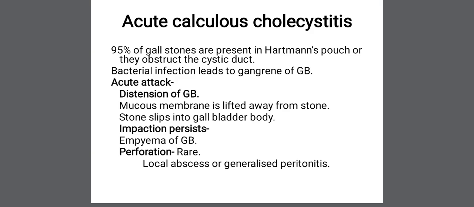The clinical features of acute calculus cholecystitis: the onset is sudden. There will be pain in the right hypochondrium. There will be severe nausea and vomiting in early stages. There will be temperature and neutrophilia. On examination, there will be tenderness and rigidity in the right hypochondrium. And the Boas sign is present, that is hyperesthesia between the 9th and 11th rib posteriorly on the right side.